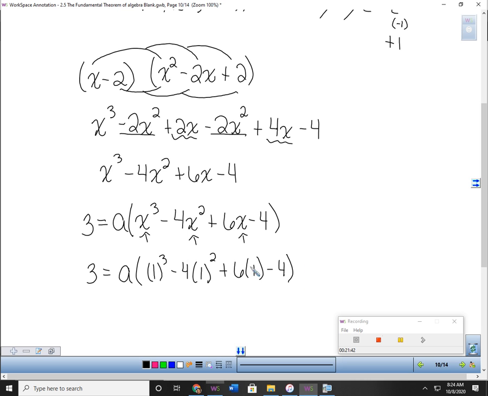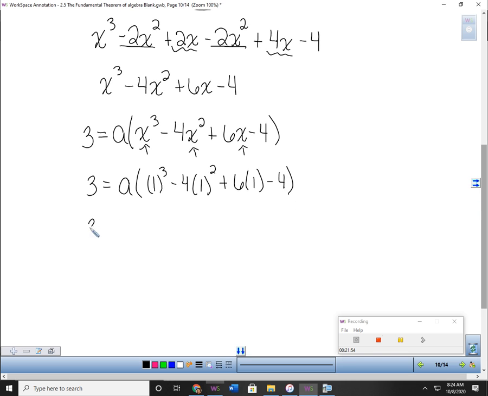So this is all going to give you one number. So if I figure out what I have here, if you plug that in, you're actually going to get a negative 1. So this is a negative 1 times a. So I divide by the negative 1. So a is equal to negative 3.